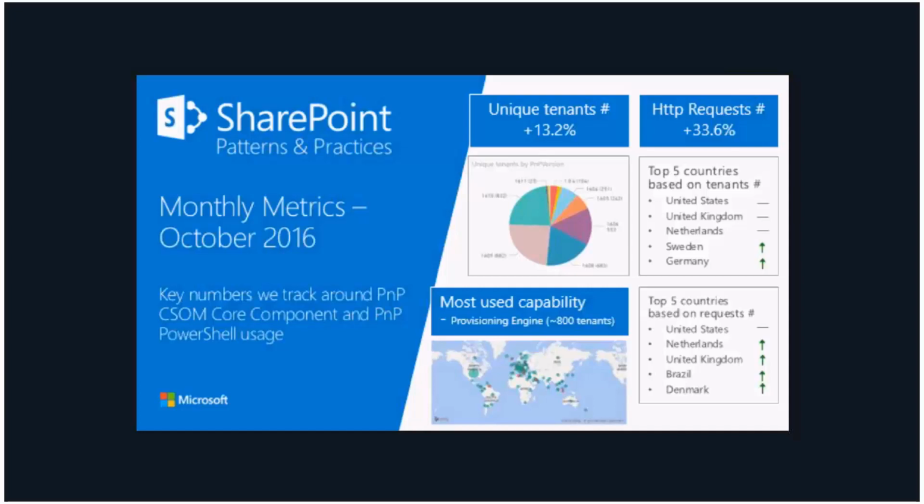What we also track from a usage perspective is the countries. Obviously, from a number of tenants perspective, the US is no doubt the number one country where the PnP stuff is used. Then United Kingdom, Netherlands, Sweden, and Germany are going up from last month. And from an HTTP request perspective, the US is there as well, and then Netherlands and UK, Brazil, and Denmark are going up.